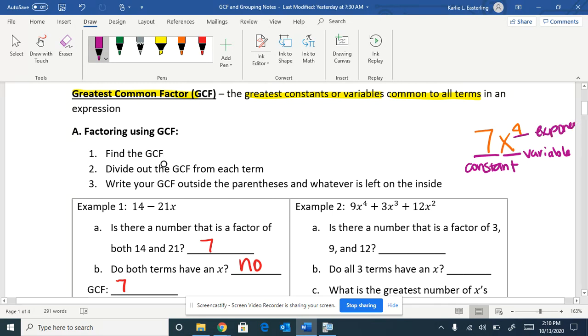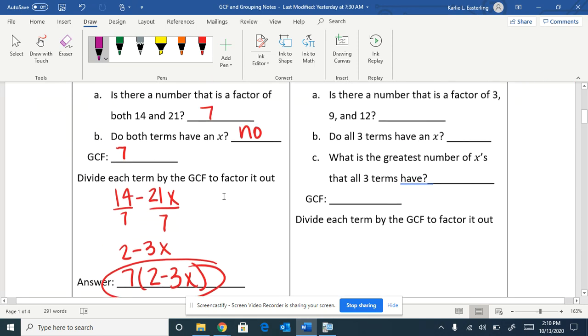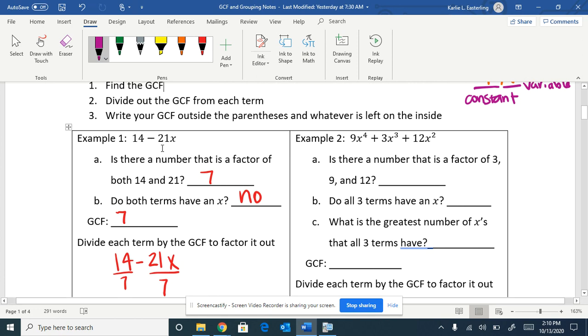If you do not remember that, I strongly suggest trying to figure it out before your quiz because there may be a question asking about a constant or something like that. All right, and 14 here is a constant. A number can have no variable and still be considered a constant.